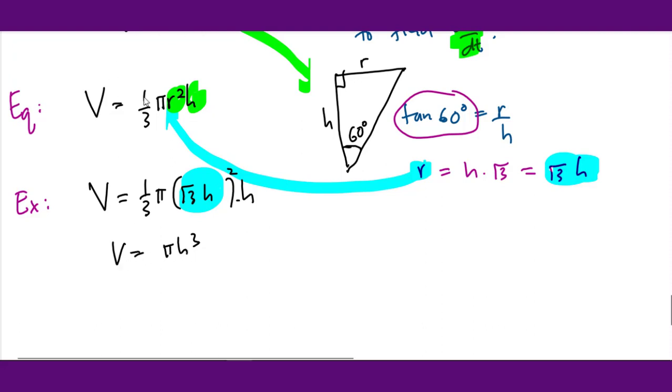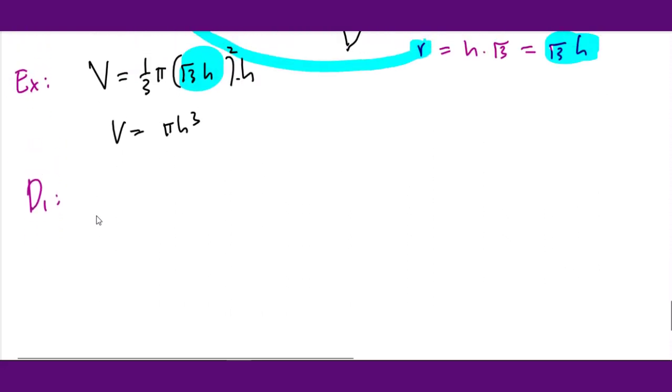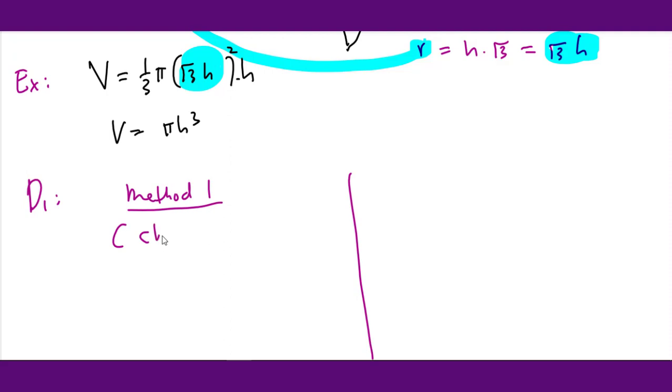The next is D, differentiate, find the first derivative. After this step you have two methods. Method one is to solve this using the chain rule.